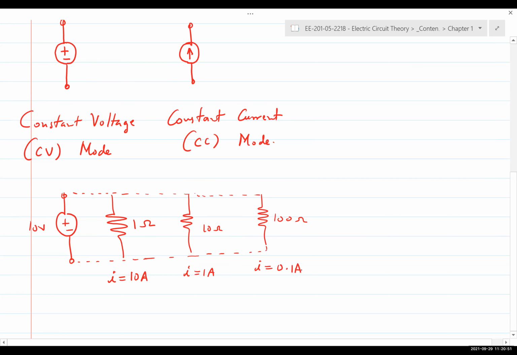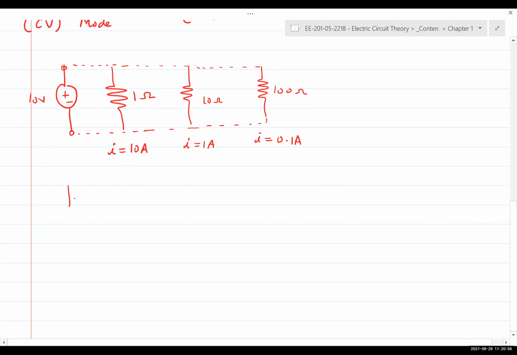A current source is exactly the opposite, but the same example works. If you have a current source that is supplying, let's keep it simple, 1 amp, and you have 1 ohm resistance, the voltage being sent from the output terminals is now 1 volt, right? V equals IR, so V is 1 volt. If you have 10 ohms, V is now 10 volts.